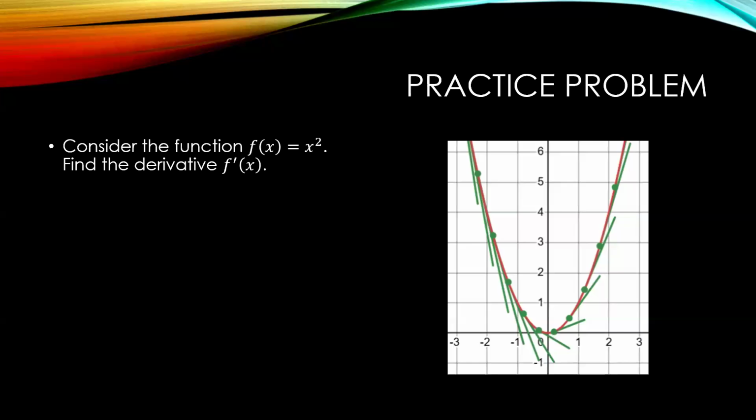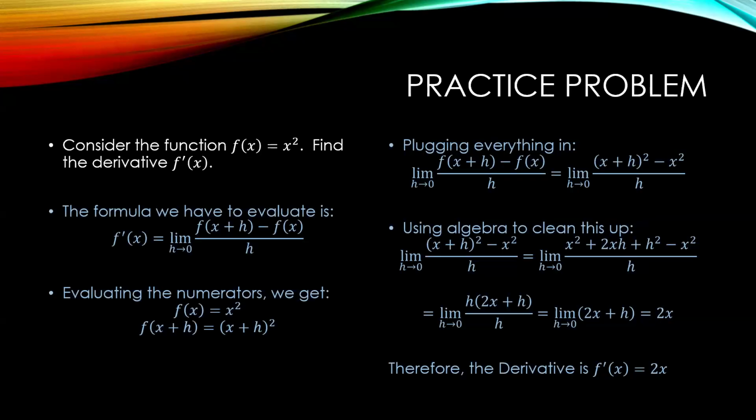And so here's an example. Consider the function f of x equals x squared. Find the derivative f prime of x. Well, all we have to do is evaluate that formula. And here's the work. We're starting with our formula. F prime of x is equal to the limit as h goes to 0 of f of x plus h minus f of x over h. We can evaluate the numerator just like before. F of x is x squared. F of x plus h would be x plus h squared. We can then plug it all in.